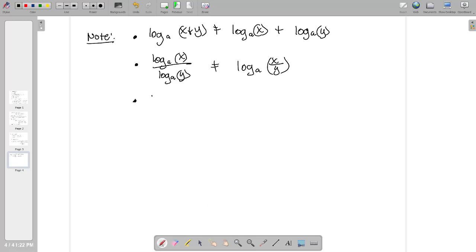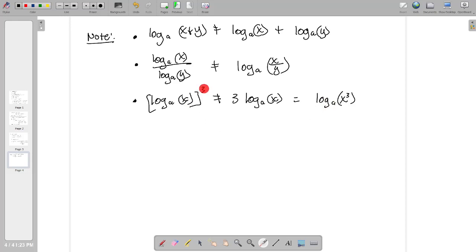Third note, log base a of x cubed is not equal to 3 log base a of x. Notice here, this cube means we take the logarithm first and then cube it. We take the logarithm of x and then we cube the result. This is different. This is equal to log base a of x cubed. So we take our input value x, we cube the input, and then we take the logarithm. Order of operations matters. These two things are very different. So you have to be very careful.